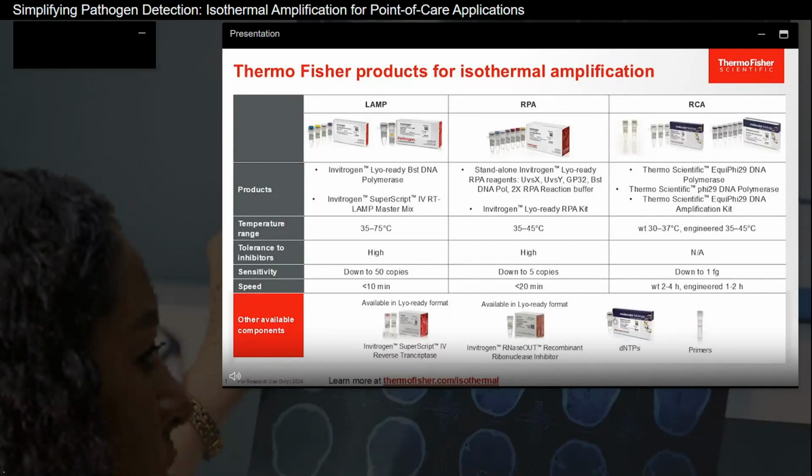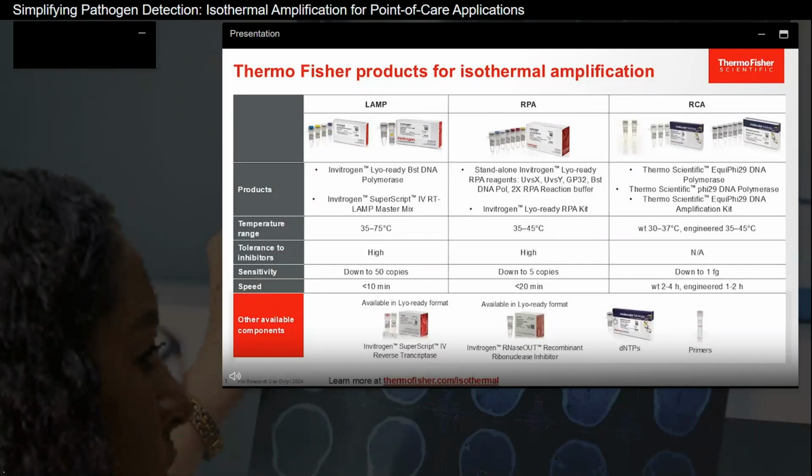Now let's look at some key features that differentiate these technologies. The first feature is reaction temperature. Our isothermal amplification products can operate effectively not only within their optimal temperature range, but also across a broad spectrum of 35 to 75 degrees Celsius.